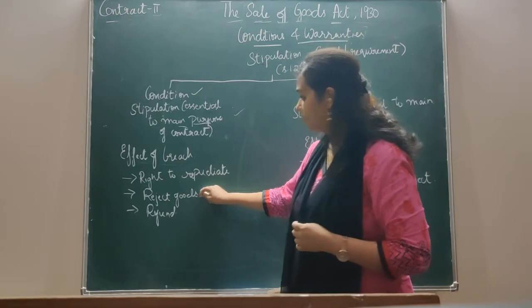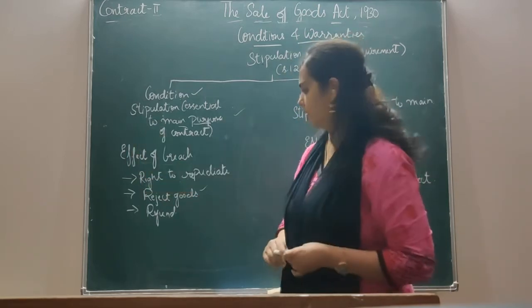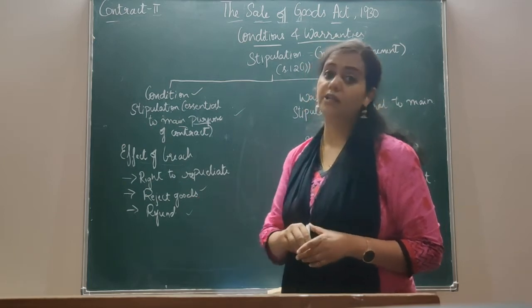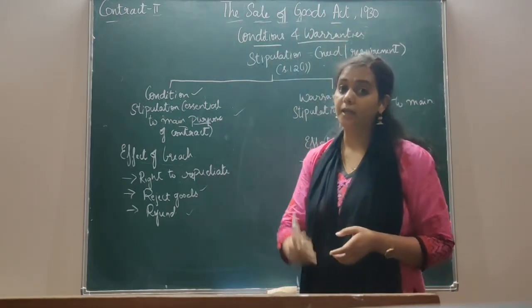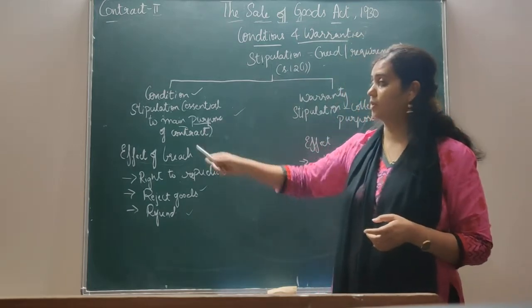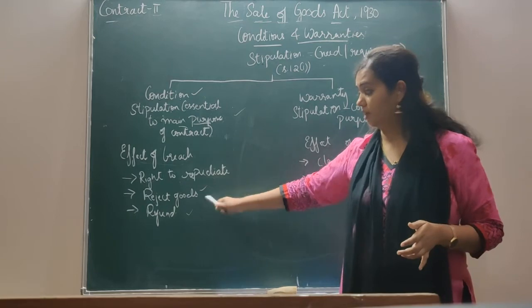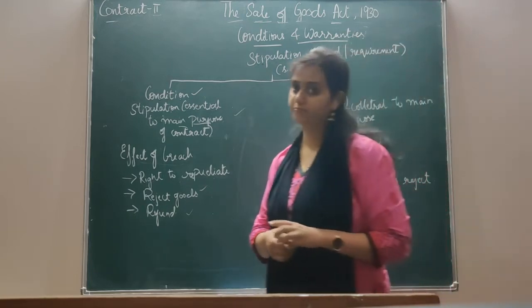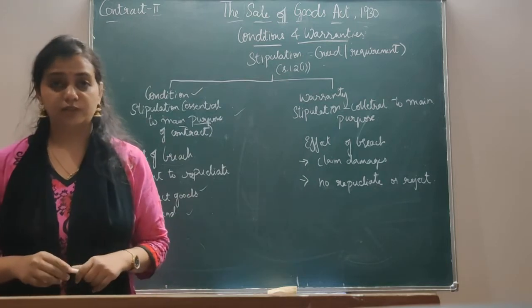Or else you can even reject the goods. You can say that these chalk pieces are not good, I am going to reject it. Or else you can ask for a refund also. So whenever there is a breach of the main purpose of the contract, you have three options. That is, right to repudiate, reject, or refund the goods. Clear? Refund for the price. You can ask for the refund for the price.